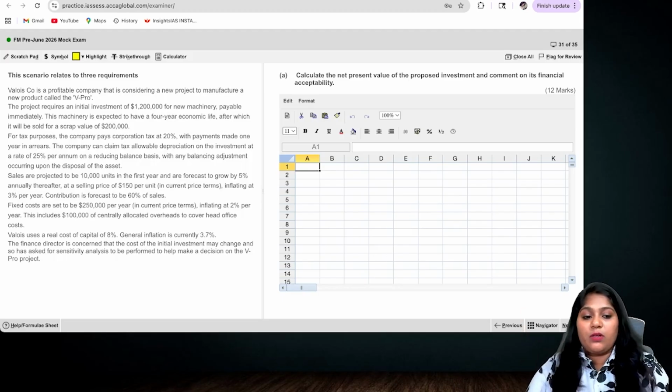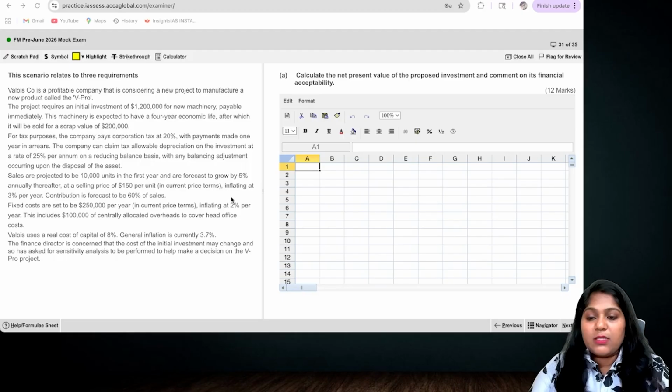Because if you remember, or if you have ever studied, there's a concept called relevant cash flows. Where in the relevant cash flows, out of $250,000, only 150 is relevant because 100 is centrally allocated. Something allocated or apportioned, I can't consider that. Fair enough, right? So I'll only consider 150, not 100, the part which is allocated.